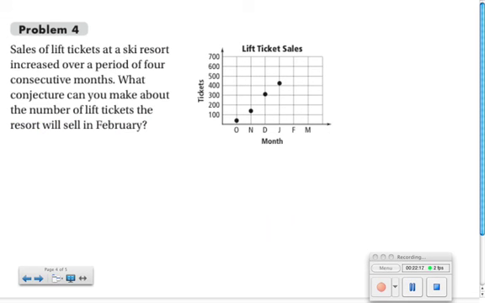Sorry about that. All right, in problem 4, it's a very visual situation where we're making a conjecture based on the way this graph looks. And please understand, your answer doesn't necessarily have to be the exact same answer as my conjecture, but as long as we're both in the same ballpark, we're fine. Okay?